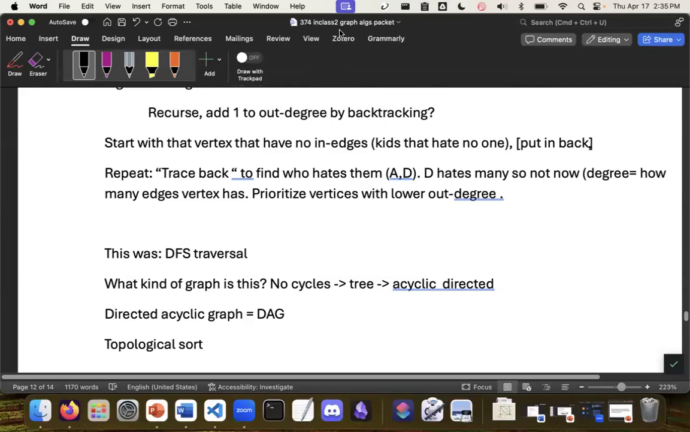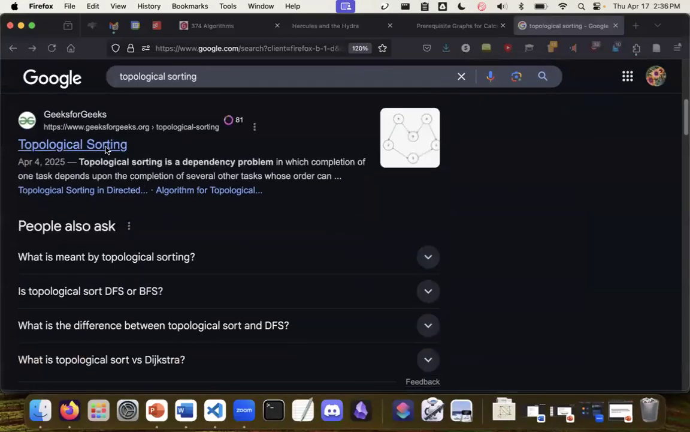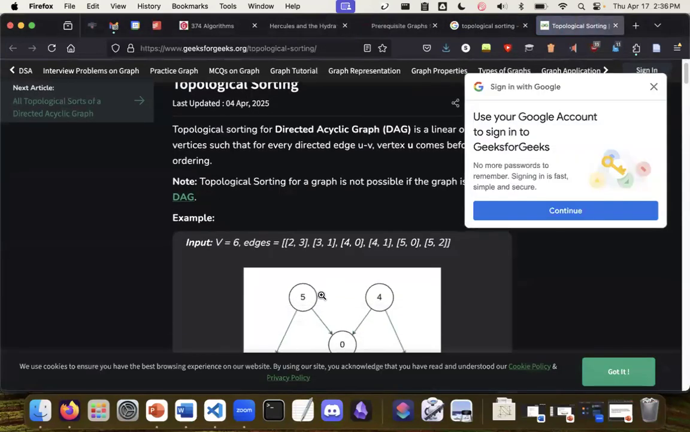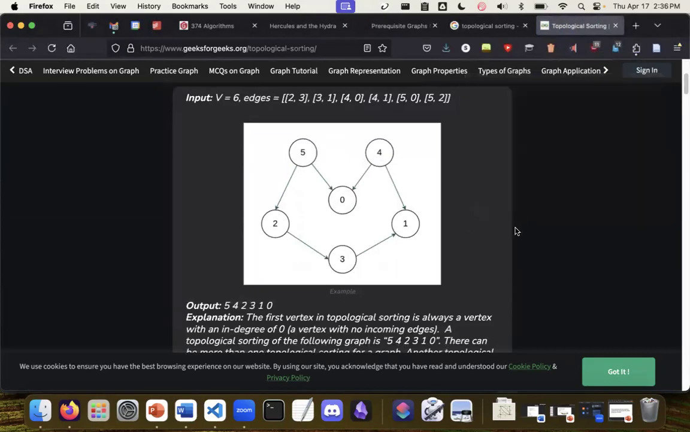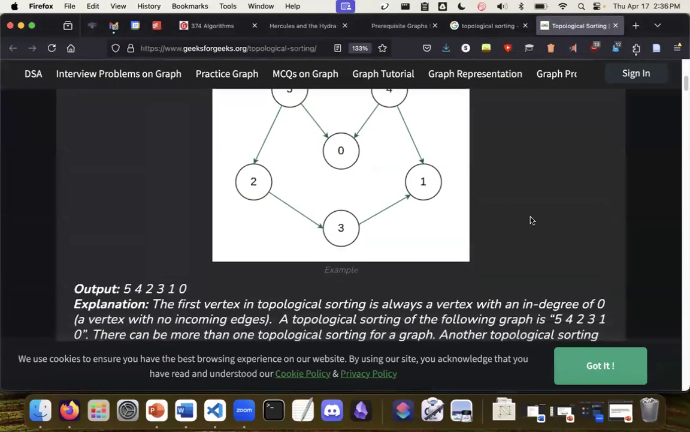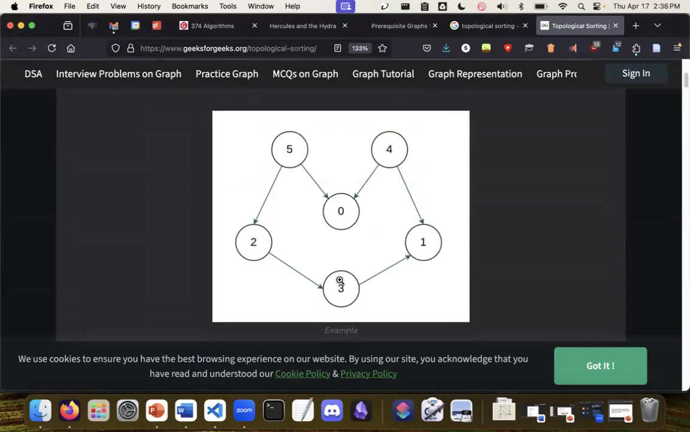Maybe it helps if I spell topological correctly. Topological sorting. Okay. So this is the situation where, if we have this sort of graph, this is a directed acyclic graph.